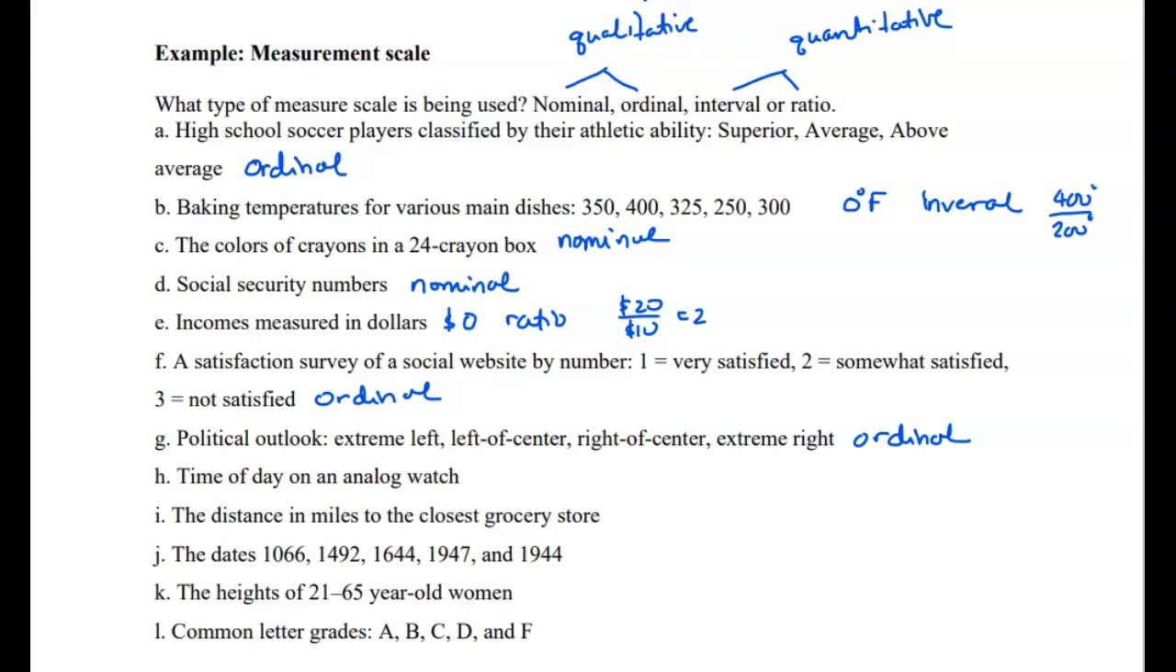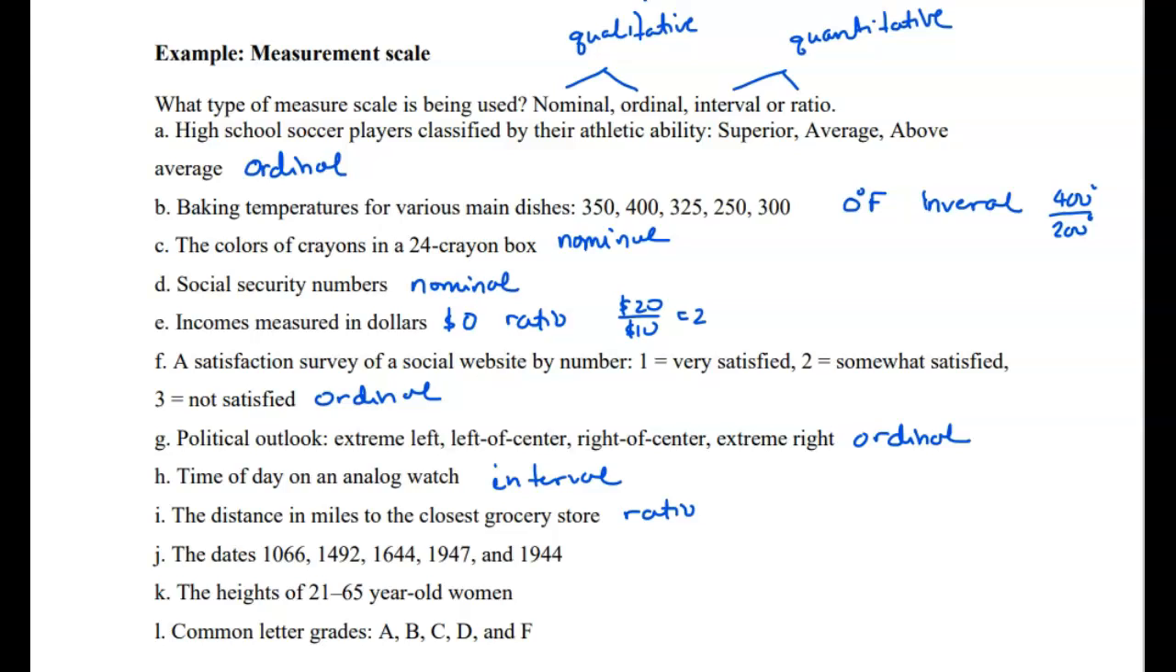All right, time of day on an analog watch. So this is numerical, but let's look at 0. So kind of go 0 o'clock. There isn't really a 0 for time of day. So it's quantitative, measuring time, but it's going to be interval. All right. Next one, the distance in miles to the closest grocery store is something that's measured. 0 miles makes sense. So basically, you're right at the grocery store. So this is ratio.